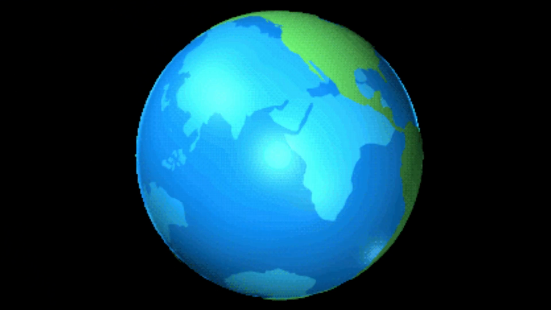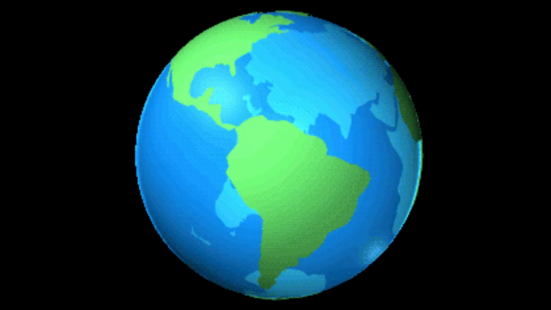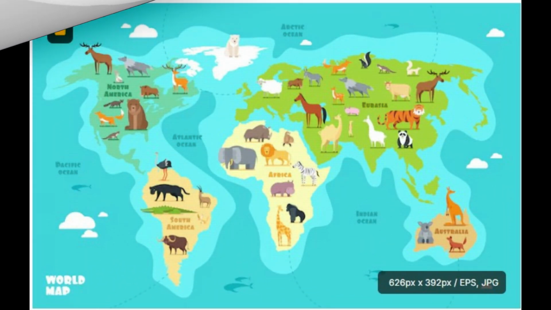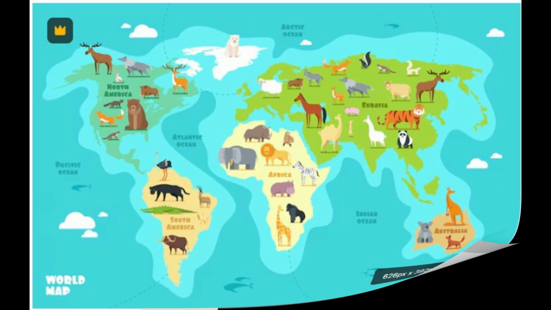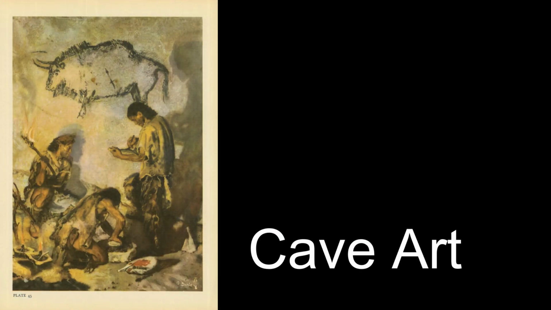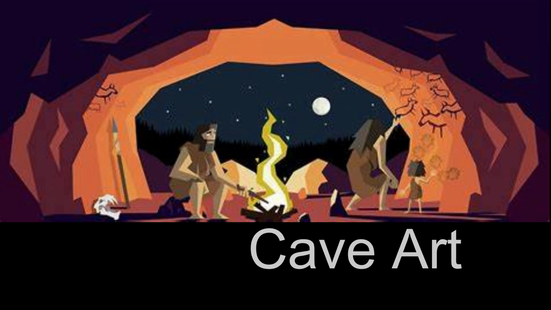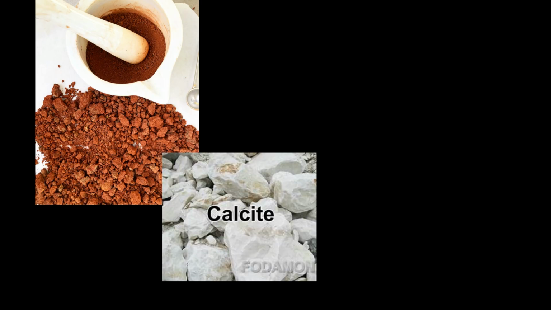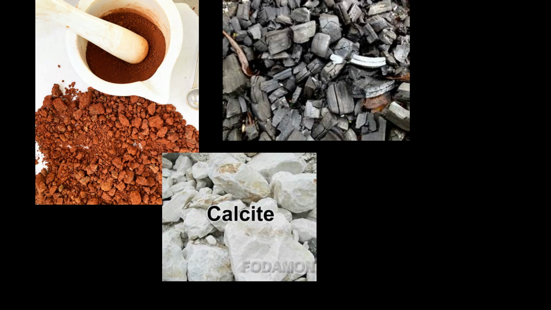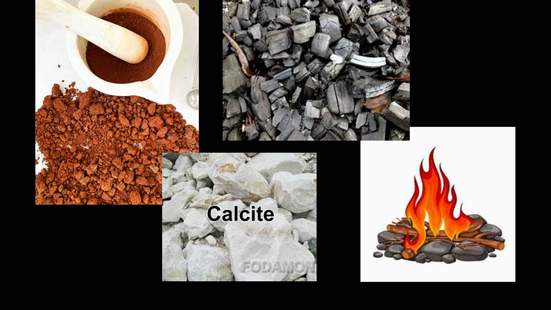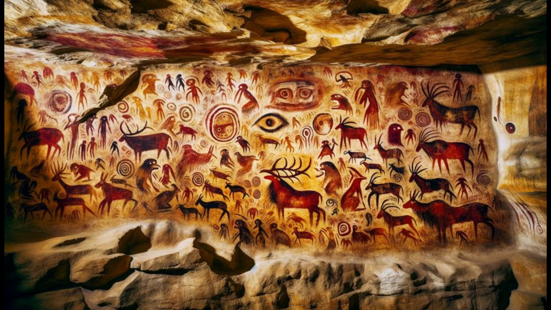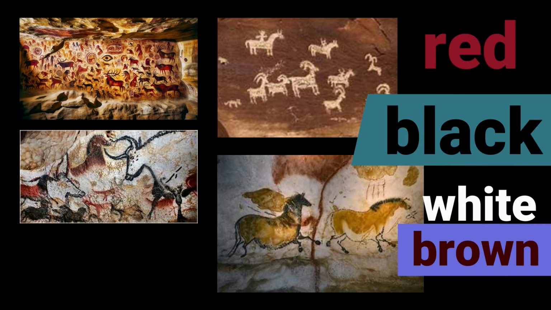Cave art is the oldest known art in the history of the world. Cave art can be found all around the world in all different countries. One cool thing about cave art is it was made thousands and thousands of years ago. Another cool thing is that they had to make their paint. They used natural things found all around them, like minerals, bones, and charcoal. This is why cave art is limited to the colors red, black, white, brown, and yellow.